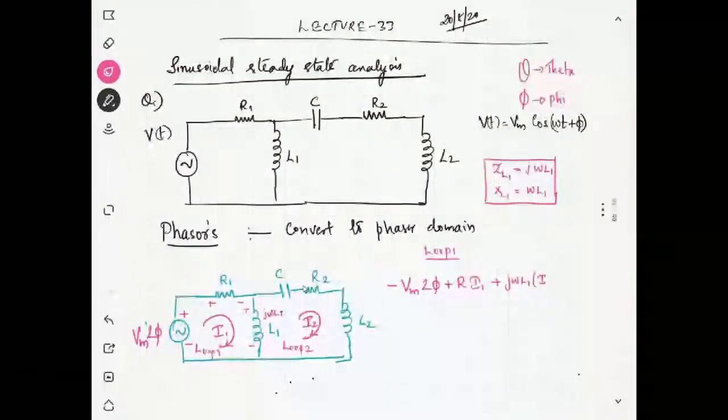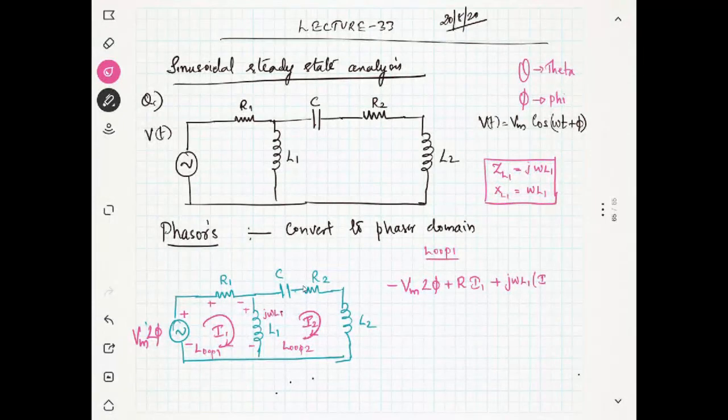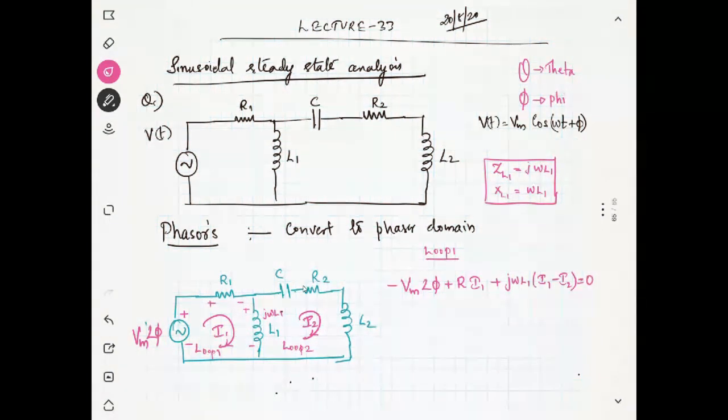What will be the voltage across L1? J omega L1 is the impedance, multiplied with I1 minus I2. I1 minus I2, don't miss this. This is equal to 0. That's it, loop 1.